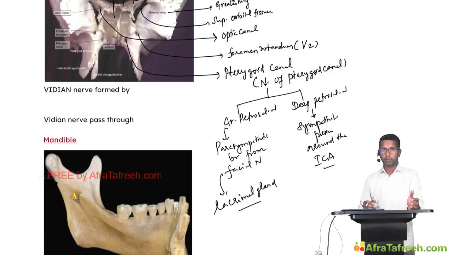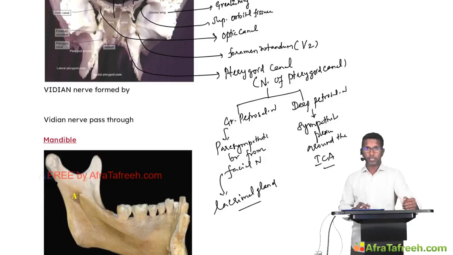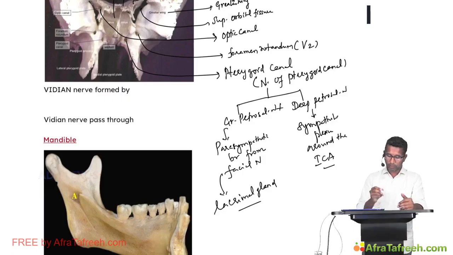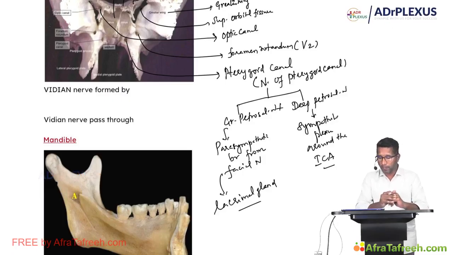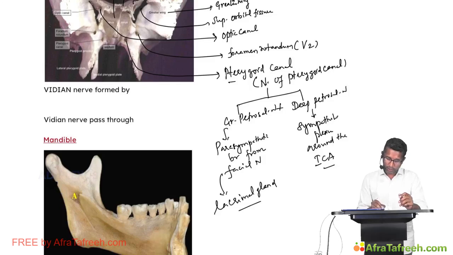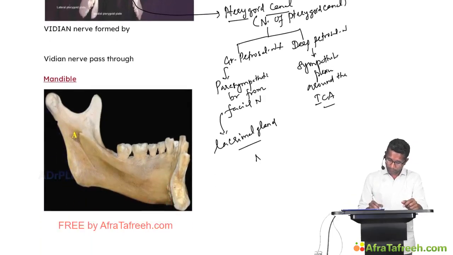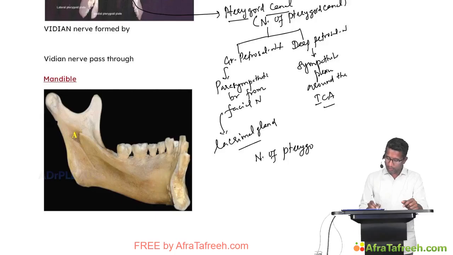So the deep petrosal nerve comes from a sympathetic plexus around the internal carotid artery. And the other branch, a parasympathetic branch which arises from the facial nerve, is the greater petrosal nerve. These two nerves join to form the nerve of pterygoid canal, which passes through the canal called the pterygoid canal.